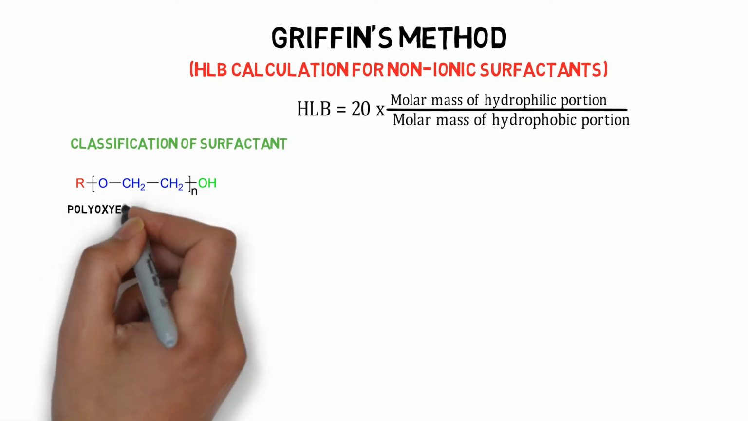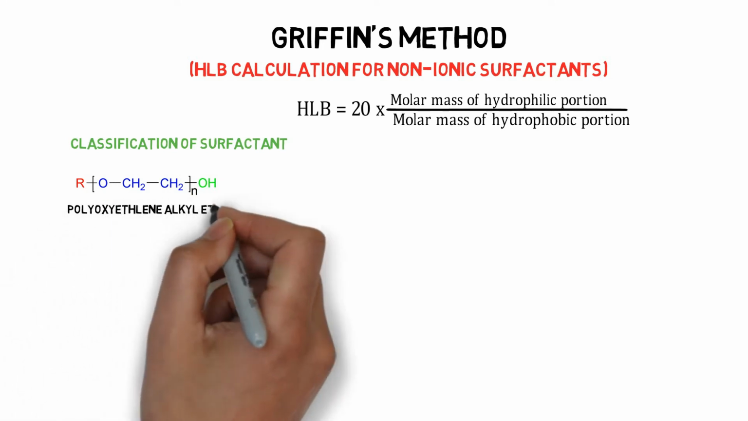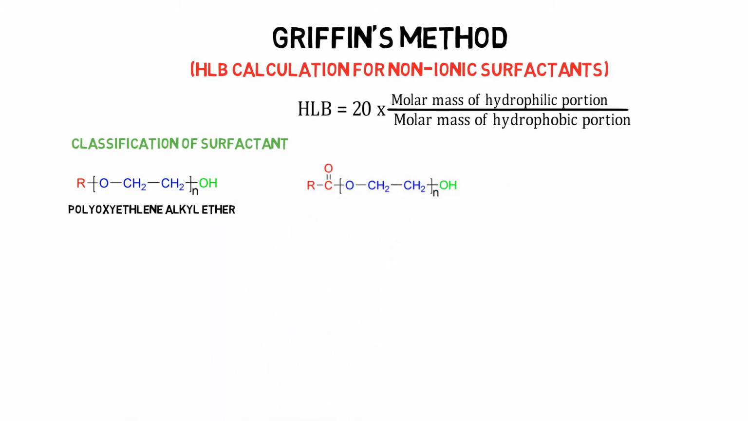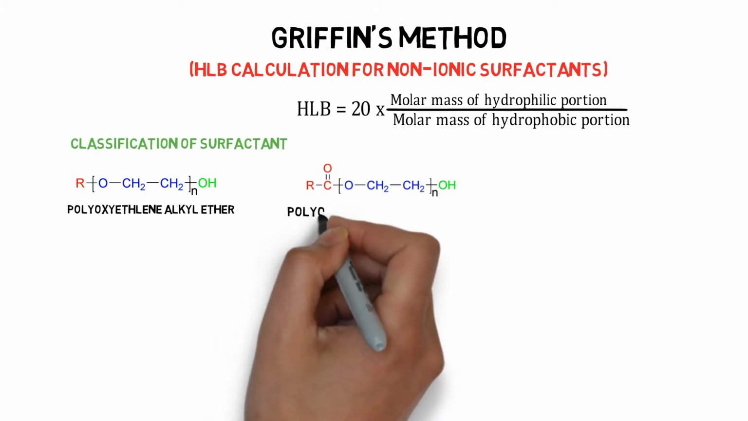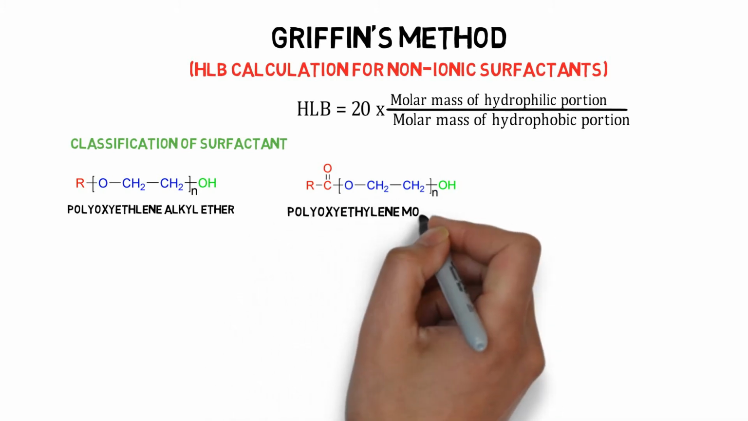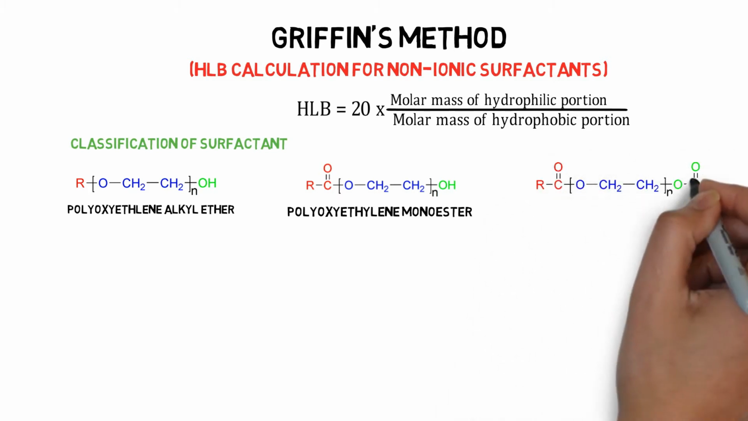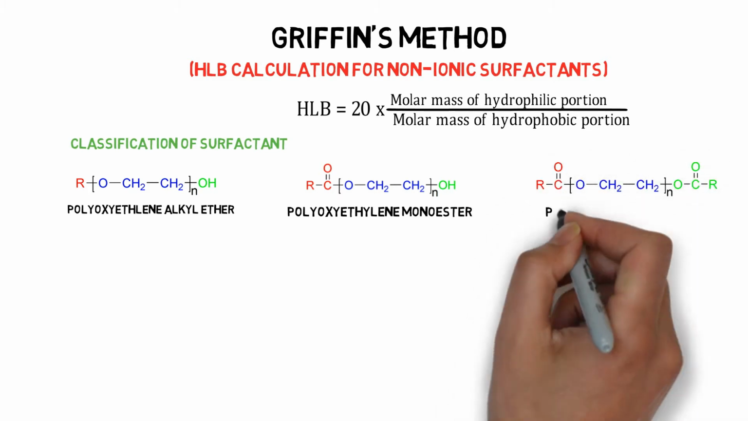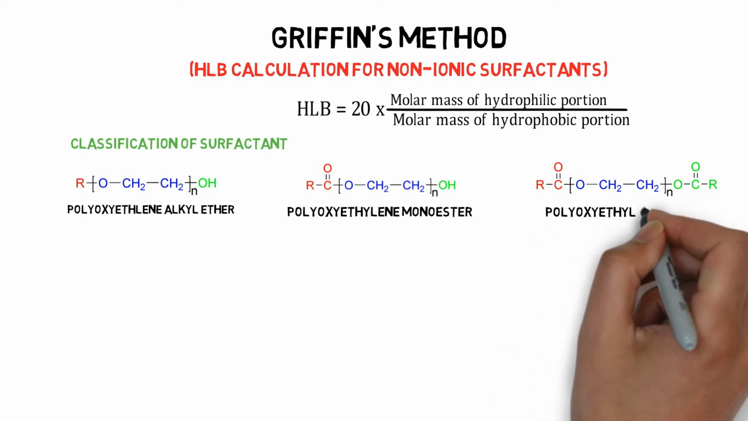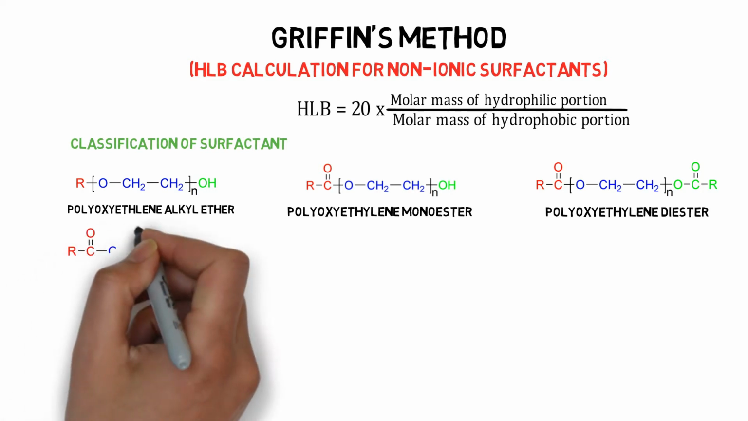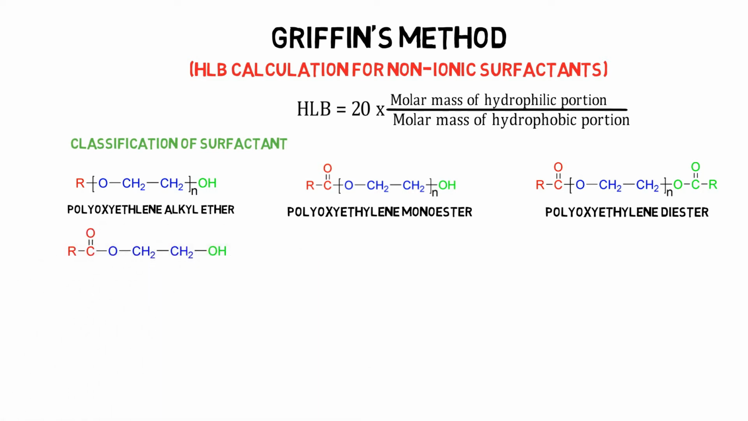Here are different types of non-ionic surfactants. The first type of surfactant are the molecules that contain PEO attached to an alkyl group through an ether bond or an ester link. In case of polyoxyethylene, it is connected through an ether link, whereas for the other two molecules it is connected to the alkyl chain through an ester link.